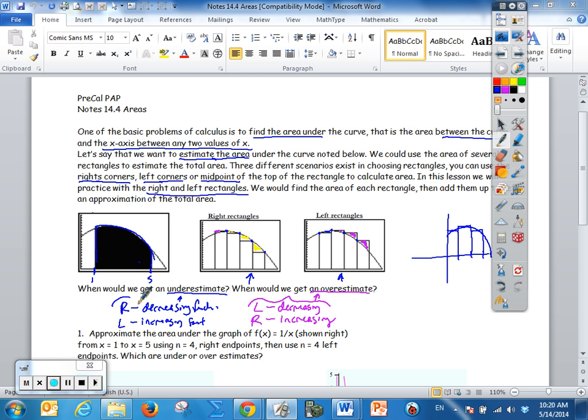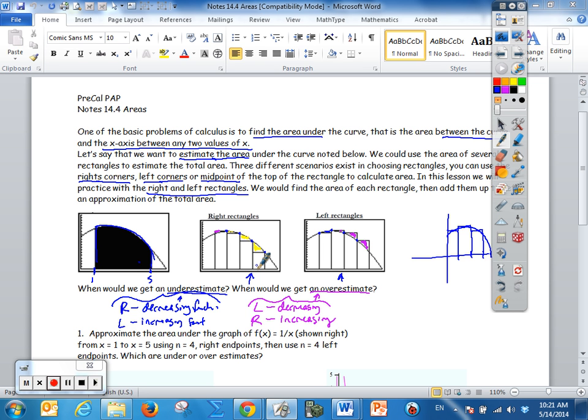And that's going to hold true on all of them. Okay, so that's when we get over and under estimates. But again, if this is really too confusing to try to memorize, all you have to do is draw the picture and the rectangles, and you'll be able to tell whether it's an over or under estimate.